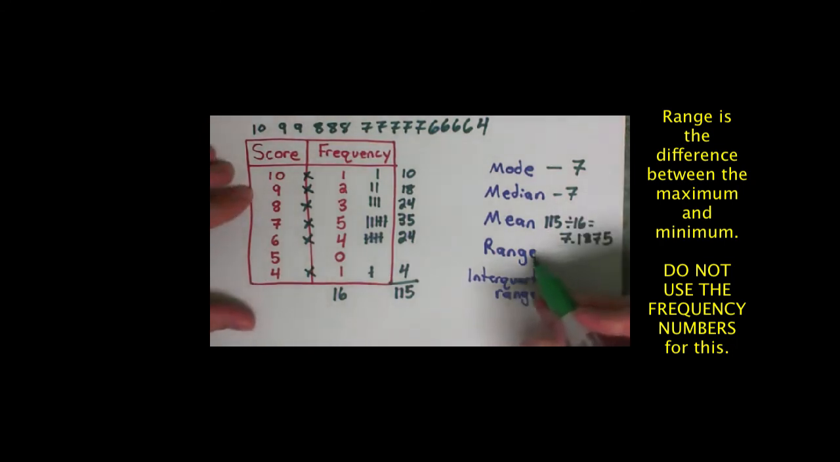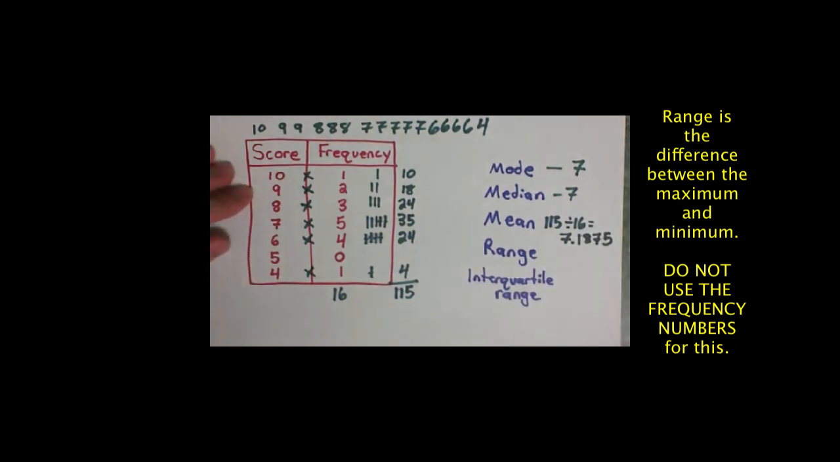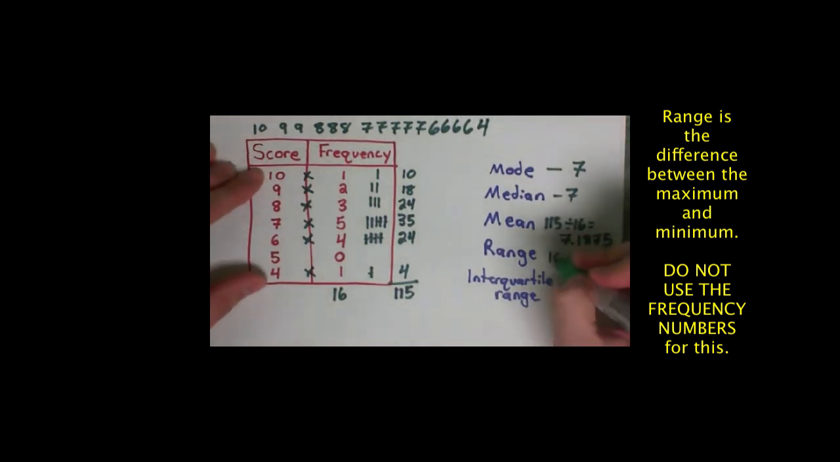Okay, the range is not going to be that challenging from a frequency table. Here I just take the highest score and the lowest score and subtract them. 10 minus 4 is 6.